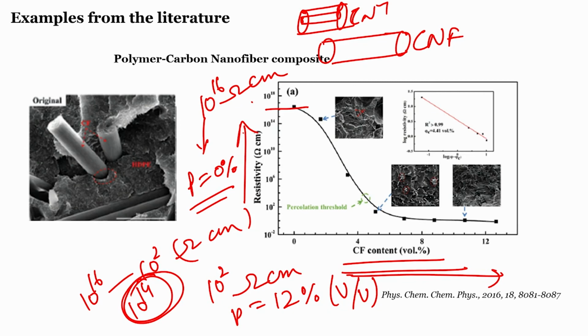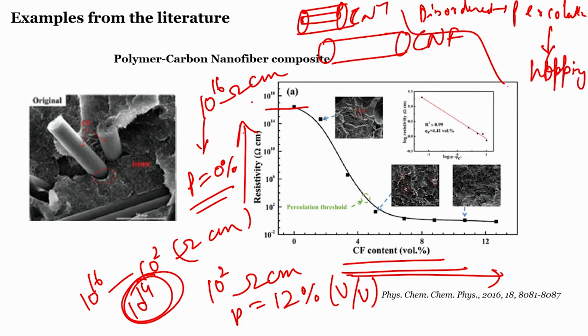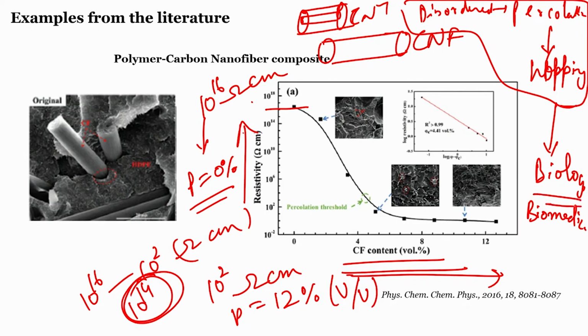So now all this, if you see in a single picture: begin with disorder, then percolation, then we are talking about hopping. If you see this in a single picture, we find that it's very much related to biology and biomedical systems alike. The relevance in biology you will be appreciating more when you go to the next example.